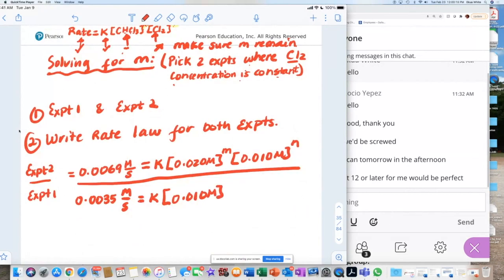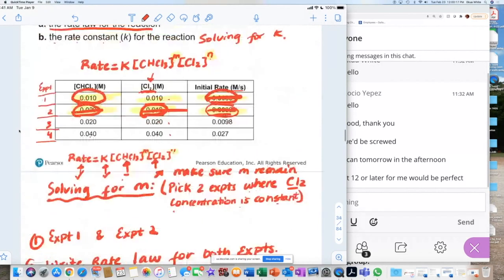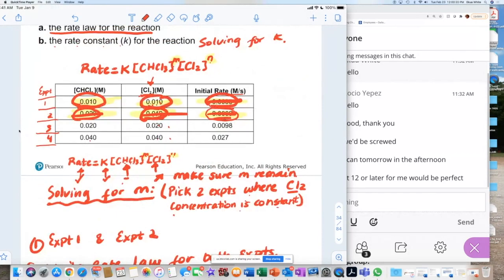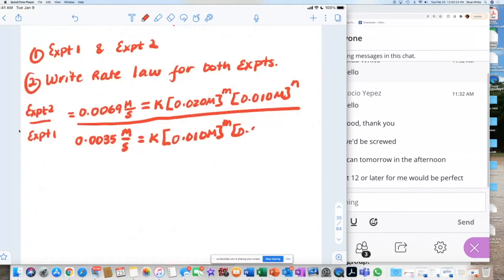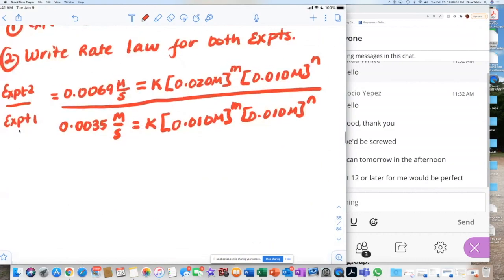0.010 M raised to the power m. This is the same number as before, 0.010 raised to the power n. Okay, don't get too hung up on these letters. There are some books that use h, k, whatever, p, q, r. I've seen some x, y, z. So the m and the n are the most common ones, but I've seen all kinds of letters out there, okay? And I'm like, why are we using different letters? Different author, but same meaning, same purpose.